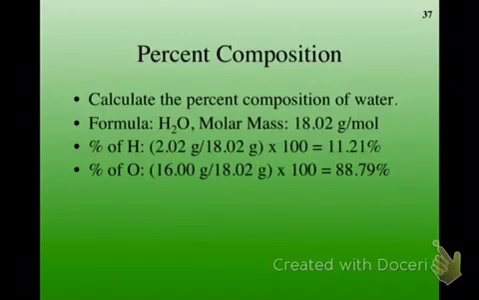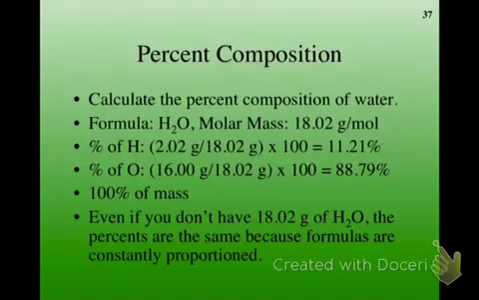Oxygen, in comparison, is a much heavier atom, and so this has a mass of 16.00 grams, and I divide that by my total mass, multiply by 100, I get 88.79%. These both should add up to 100%, right? Because that's 100% of your compound. So just double check that, in case it's not close, or you get something like 150%, then you made an error in your calculation. So I take the mass of my individual element and divide it by the molar mass.